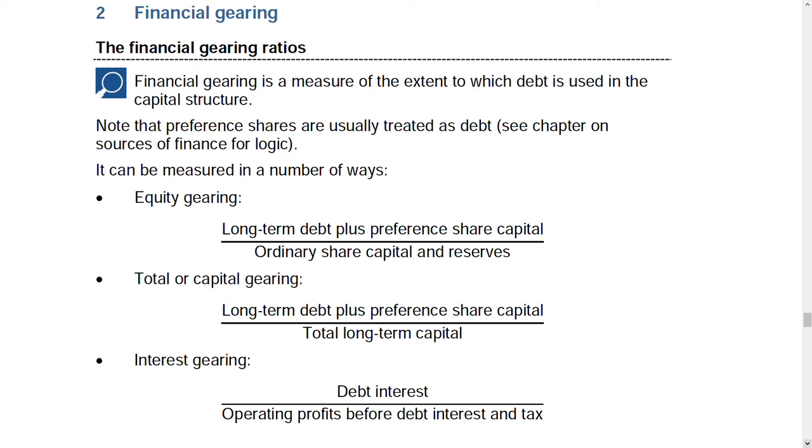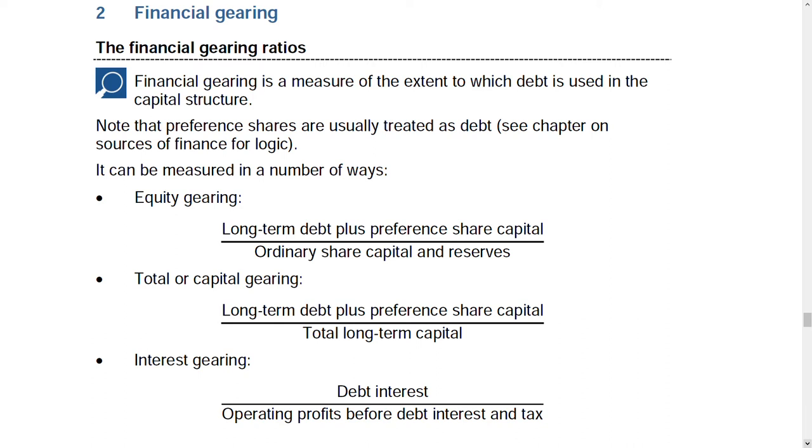Just remember the three words. Don't remember the formula now. What are the three words? Number one, equity gearing. Number two, total or capital gearing. Number three, interest gearing. Every word has gearing at the end. So the first words are equity, capital, and interest. That's it. For the time being, remember it like this.